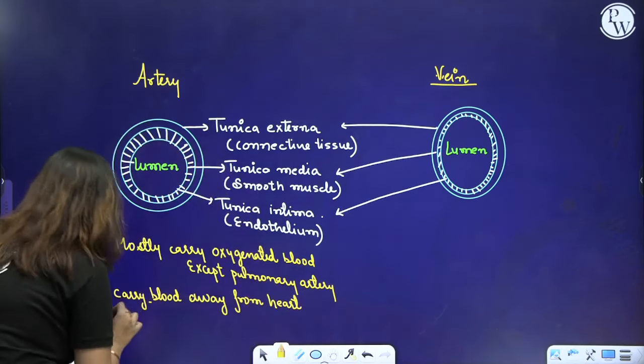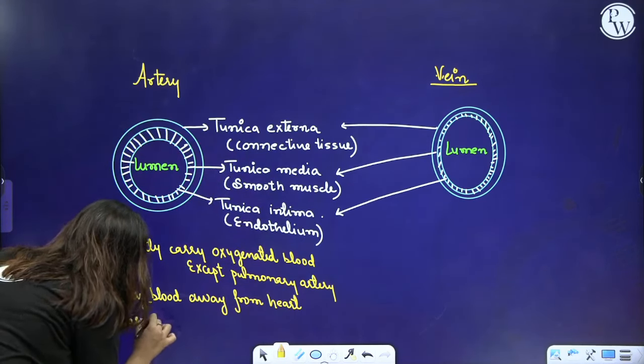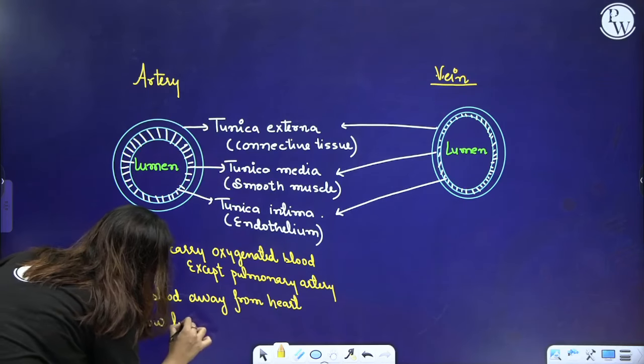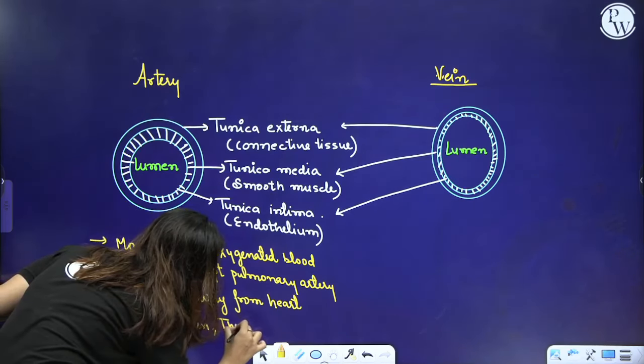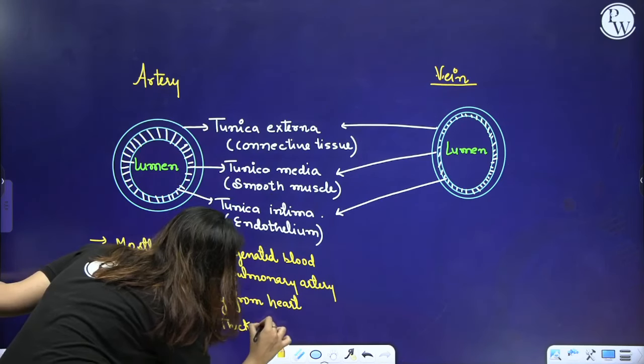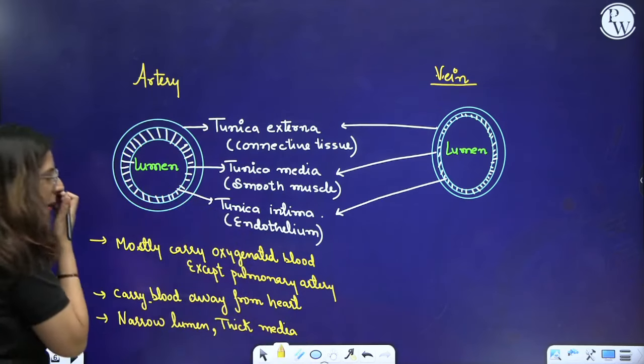Right? They are having narrow lumen. And they are having thick media layer. Right?